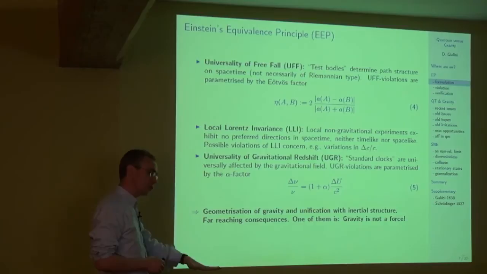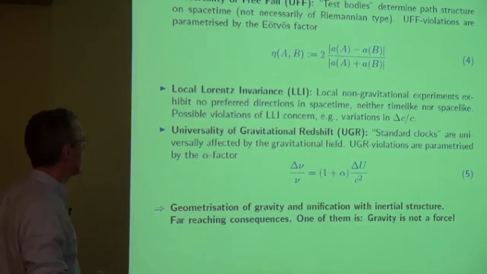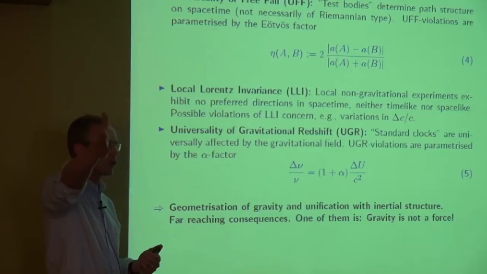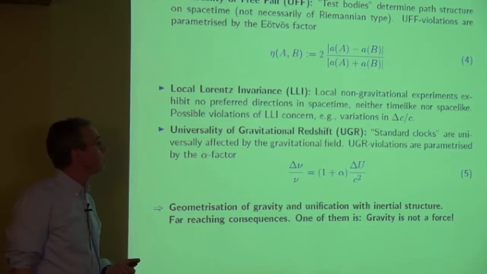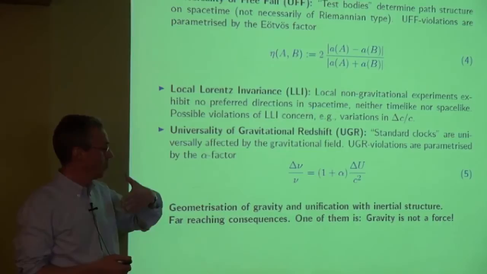Then there's local Lorentz invariance. And that says basically local non-gravitational experiments exhibit no preferred direction in space-time, neither time-like nor space-like. A space-like direction would correspond to an anisotropy of space. Space in this direction has different qualities than space in this direction. A time-like direction would say not all inertial observers are of the same quality. Some observers move such that you can measure an absolute rest frame.